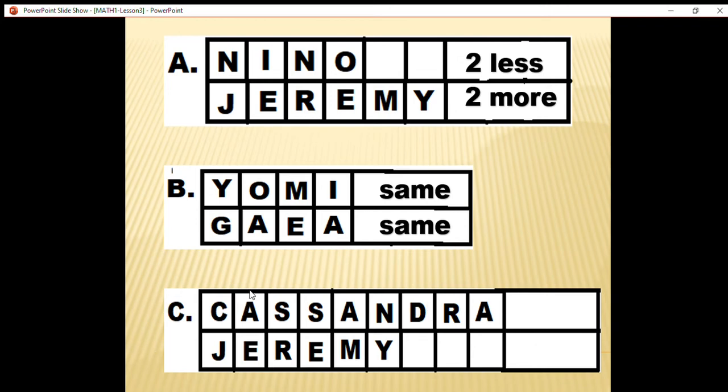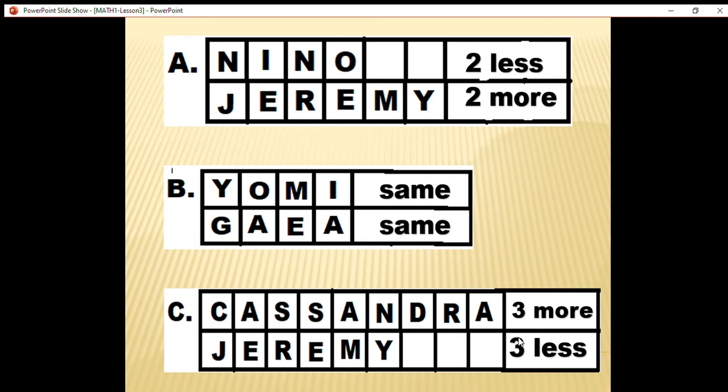We have Cassandra and Jeremy. Which of the following is more? Okay, very good. Cassandra has more and Jeremy less. So how many more letters does Cassandra have? Okay, if we count here, 1, 2, 3, that is 3 more. While Jeremy, 1, 2, 3, that would be 3 less.